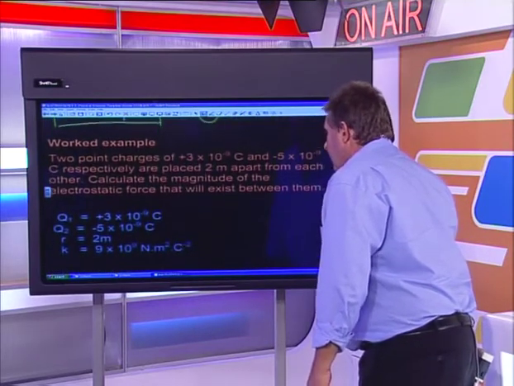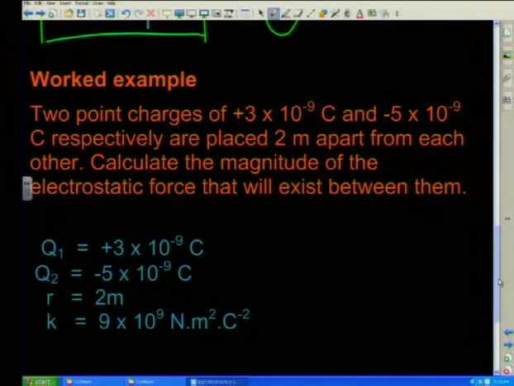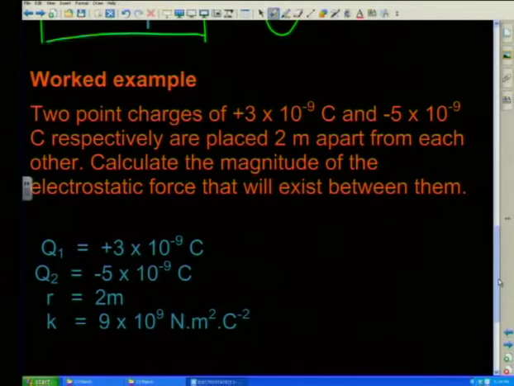Okay? Well, a very simple example that I've taken. I've said two point charges, just two charged objects. Okay? One has got a charge of plus 3 times 10 to the minus 19 coulombs, and the other one has got a charge of minus 5 times 10 to the minus 19 coulombs, respectively, are placed 2 meters apart from each other. Calculate the magnitude of the electrostatic force that will exist between them.